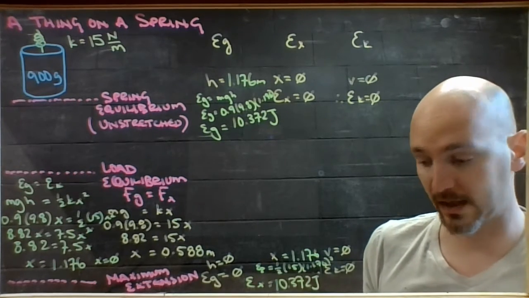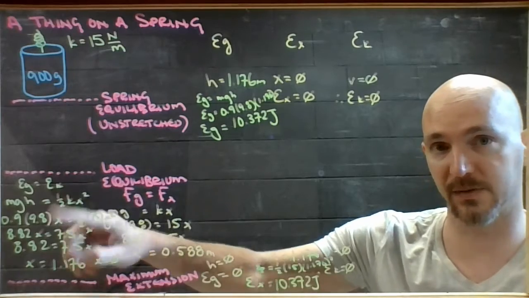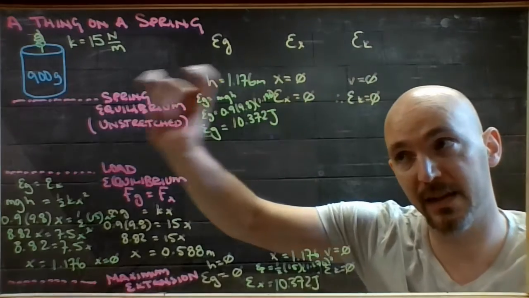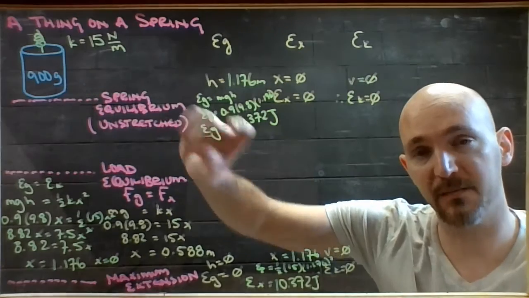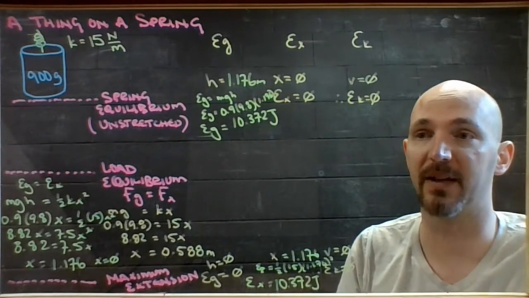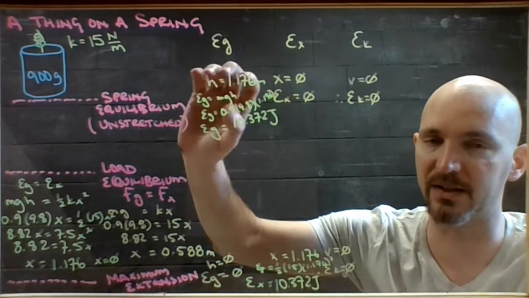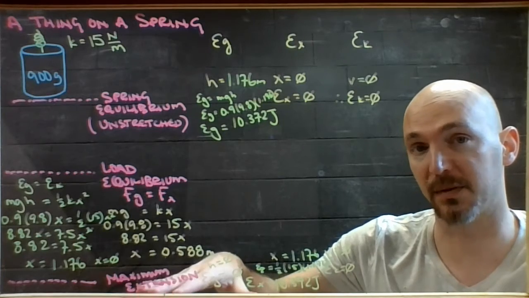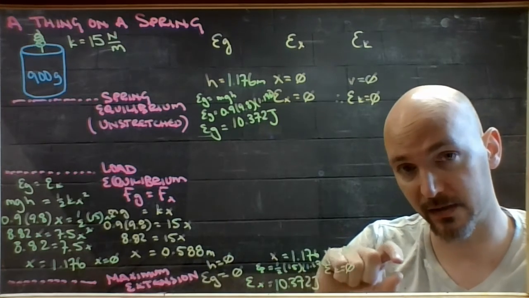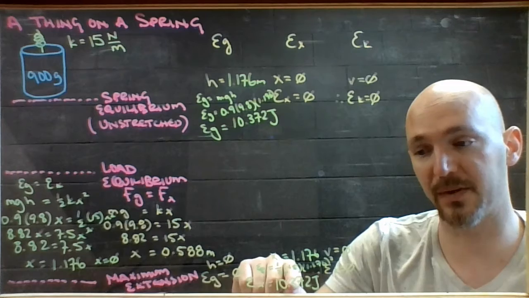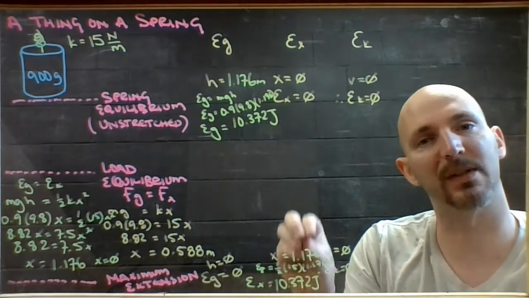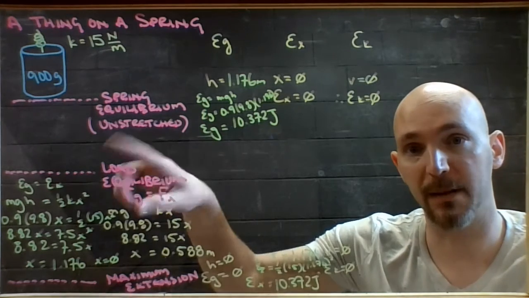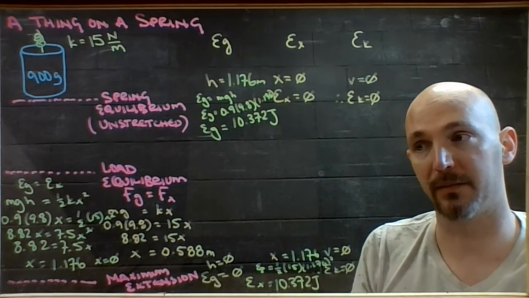Which is good. That's how we set it up, right? I wanted to know when these things were equal, what it's at that particular stretch. So in this position, there's 10.372 joules of energy available, and it is stored entirely as gravitational potential energy. In this position, the maximum extension, there is still the same amount of energy, 10.372 joules, but it is stored entirely as elastic potential.